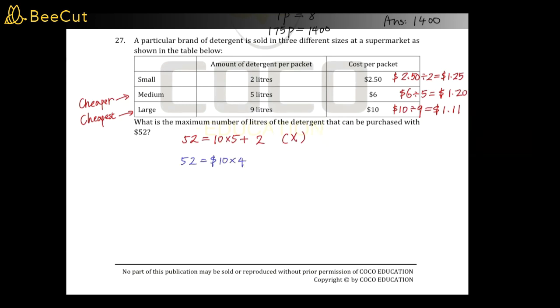Now 4 sets of the large. And then another $12, we can buy the medium, and we can buy 2. So $6 times 2. Right, this is 4 large plus 2 medium. So 4 large, each of them is 9 liters, 9 times 4. For the medium size is 5 liters each, 5 times 2. Total is 46 liters.